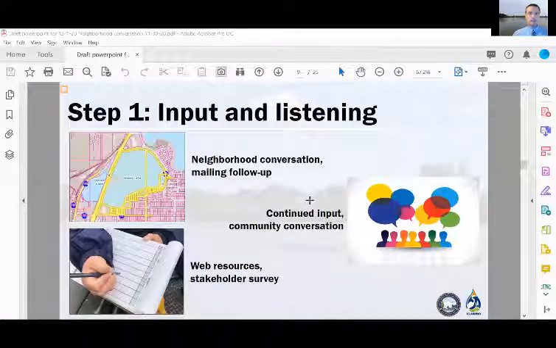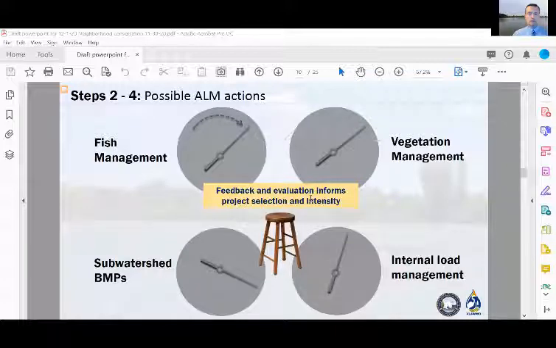The first step, again the most important step in the 4-step process of ALM, is input and listening. There are 3 main components to that. Tonight is the neighborhood conversation. It's really a kickoff meeting to the adaptive lake approach. There will also be a mailing, which will be a response input form, sent in the mail tomorrow to everybody that was invited and everybody here tonight. There also will be continued input going into 2021, including a broader community conversation, likely using web resources because of COVID restrictions, and also including on that web resource a stakeholder survey for everyone to provide further engagement and an interest survey.